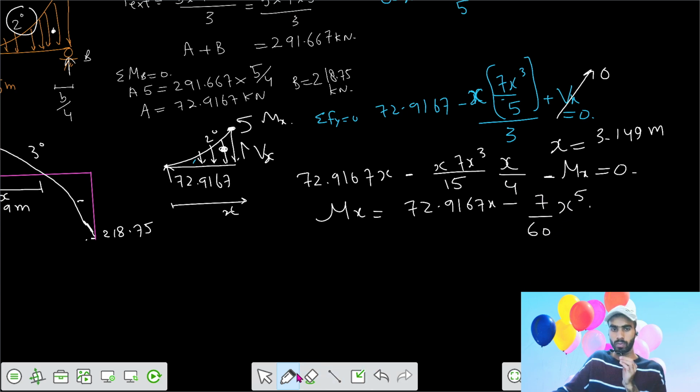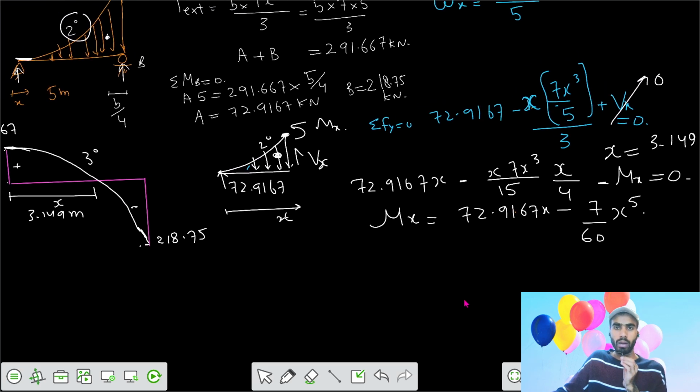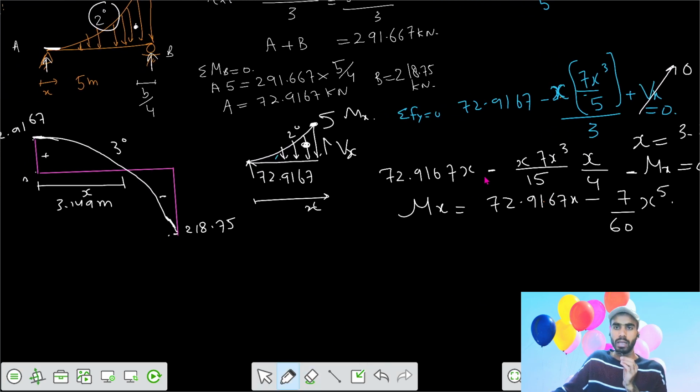Is it 5? We have that this one was your x. We have that shear force equation, where the area equals BH by 3. Your B equals x, and the height we don't know, so we say the height would be w dash.